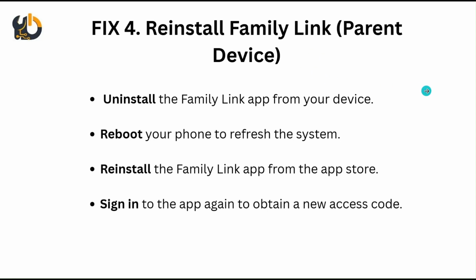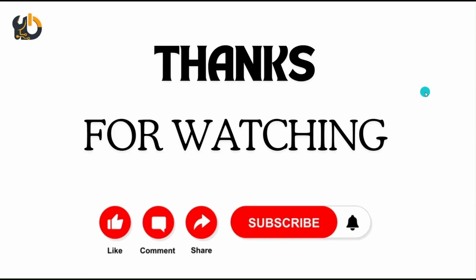Fix 4. Reinstall Family Link on the parent device. You just have to uninstall the Family Link app from your device and reboot your phone to refresh the system. Then you have to reinstall the Family Link app from the App Store or Play Store. Then sign in to the app again to obtain a new access code. So doing all these steps will help you to resolve the issue.